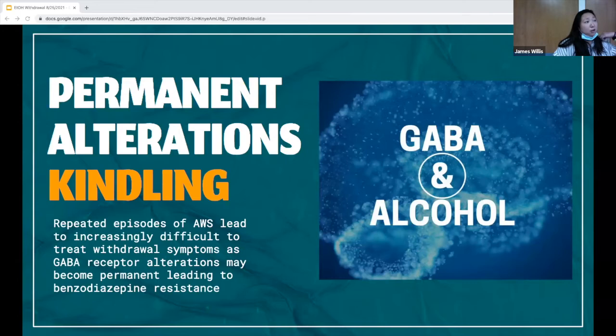And in some very long-term alcohol use, especially with patients with repeated episodes of withdrawal, it can actually lead to permanent alterations of the GABA receptors in a phenomenon called kindling. And these patients' episodes become increasingly difficult to treat and may even become resistant to benzodiazepines completely. And these are maybe the patients that we should consider other therapies such as phenobarbital.